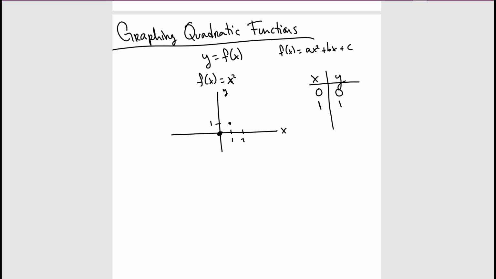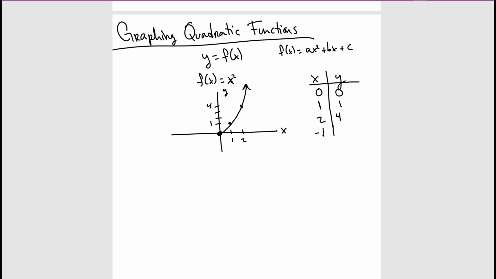What happens when I plug in a 2? Well, when I plug in a 2, I'm going to plug it in here. 2 squared gives me 4. So 2, 1, 2, 3, 4. Okay, and so on and so forth. So this one looks like it's kind of looking like this. Now I need to put some negative values. So what happens when I put a negative 1?